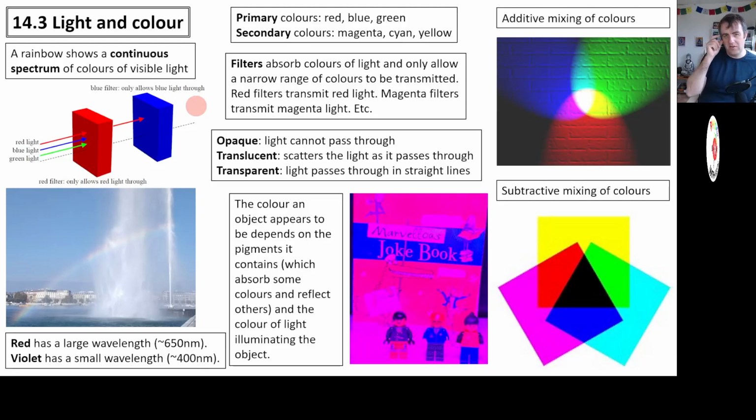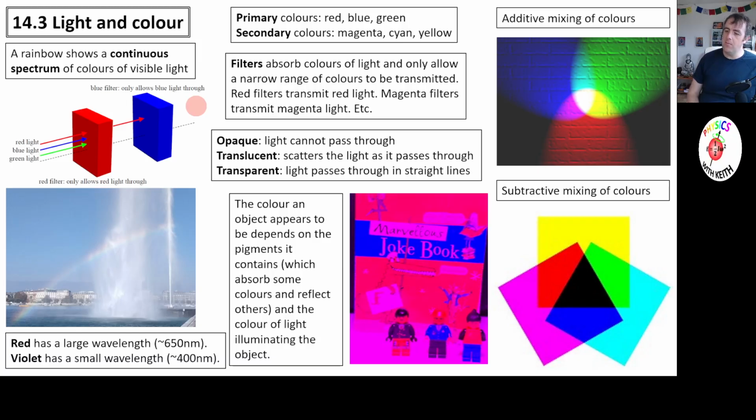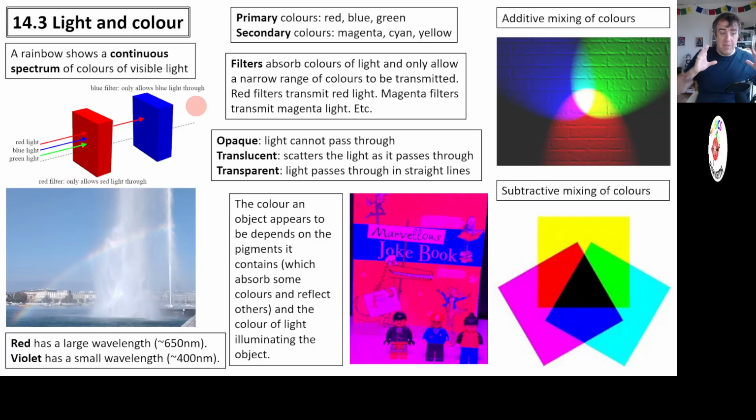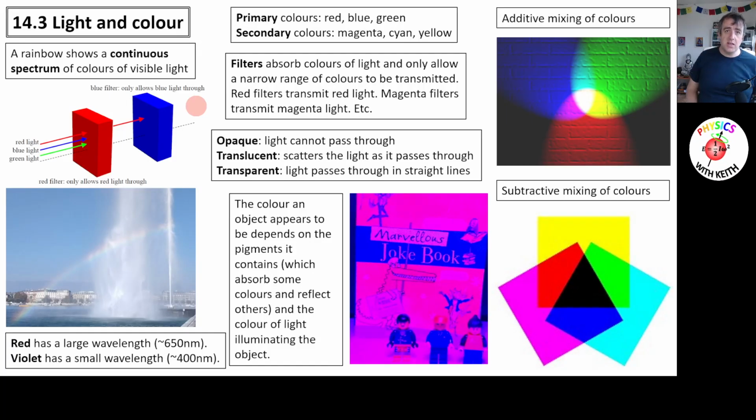The cones are different receptors in your eye, in the retina of your eye, and they come in three sizes: small, medium, and large. And each of those has a band of frequencies of light, of colours of light, that they are sensitive to.